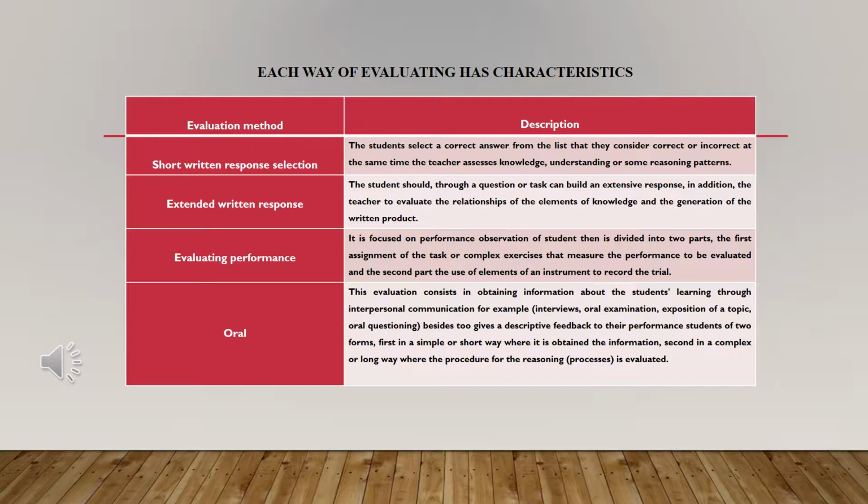For the last, the oral evaluation. This evaluation consists of obtaining information about the student and learning through interpersonal communication, for example, an interview, oral examination, exposition of a topic, or oral questioning. It is designed to give feedback on the student's performance and takes two forms. First, a simple or short way, where they obtain the information. The second, a complete or long way, where they examine the reason the process is evaluated.